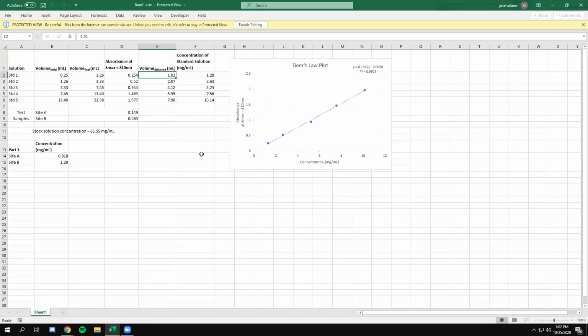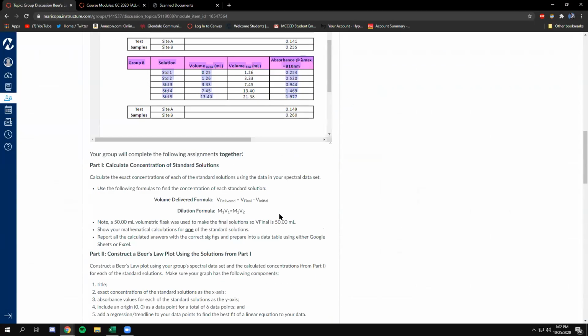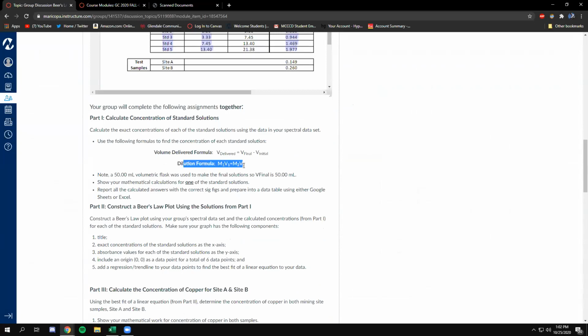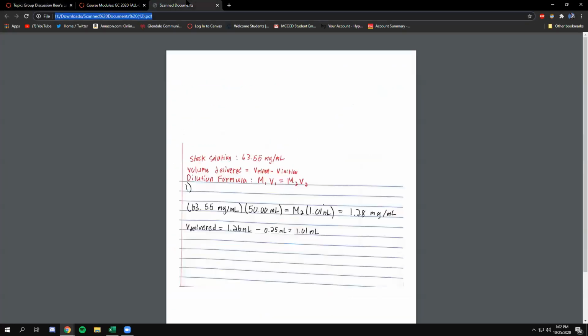And here is our Excel spreadsheet that we made. So first, here's my concentration numbers that we found. And then here's the volume delivered that we found. And we determined these numbers using the dilution formula and the volume delivered formula. So here I'm going to be showing an example of how we used it.